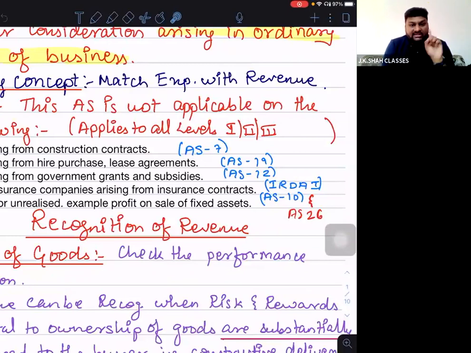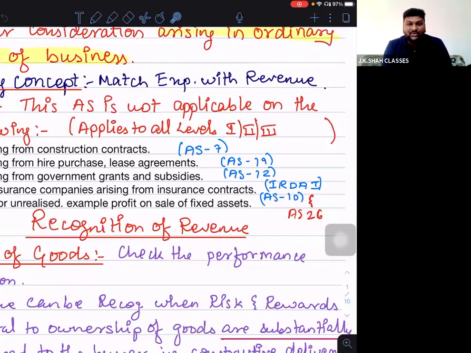So all levels, level 1, level 2, level 3, all three levels of enterprises, it is mandatory for them to follow AS9. So everybody has to follow AS9. No exemption given, because, sir, it is one of the basic and most important accounting standards, because revenue is earned by every type of enterprise, and every type of enterprise wants to know when a revenue should be recognized, right? Here we are focusing not on how to recognize the revenue, but on when to recognize the revenue. Because everybody knows the journal entry to record a revenue in the books of accounts.